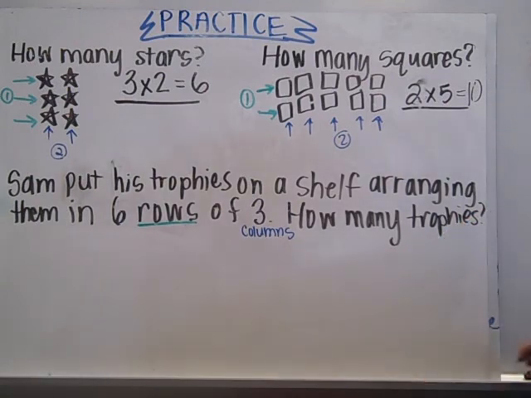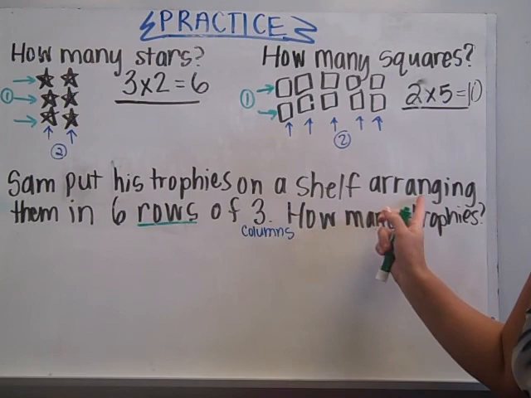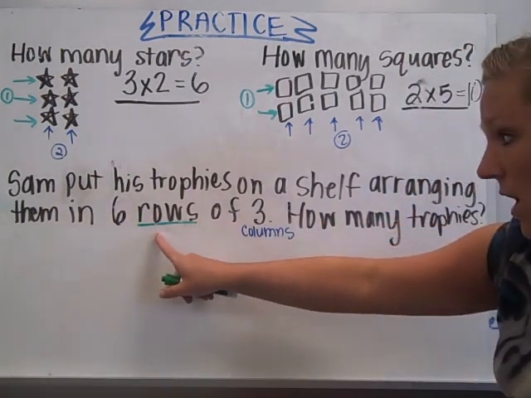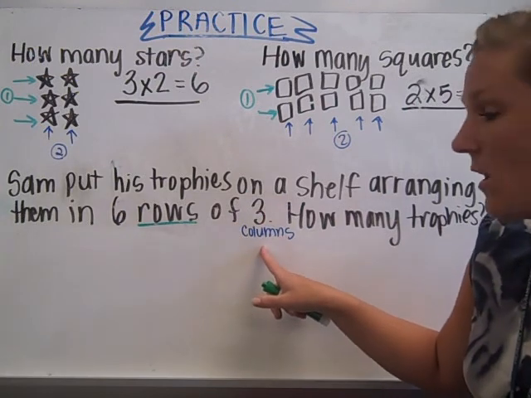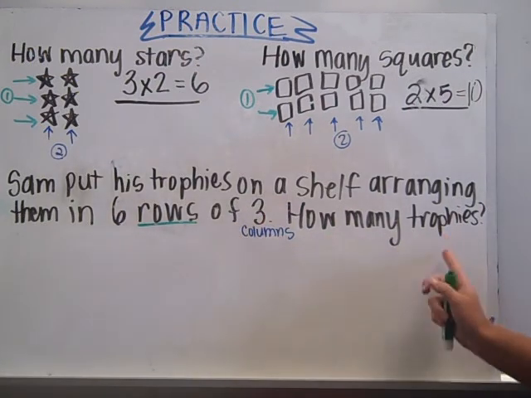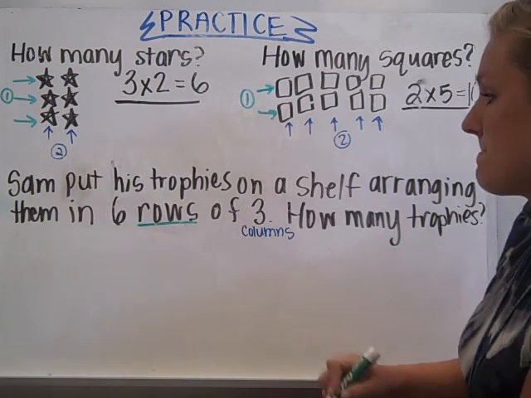Alright, now let's look at this example. Sam put his trophies on a shelf, arranging them in 6 rows of 3. Well, I know that the 3 is telling me columns. How many trophies does Sam have? Well, here's one way you could do it.